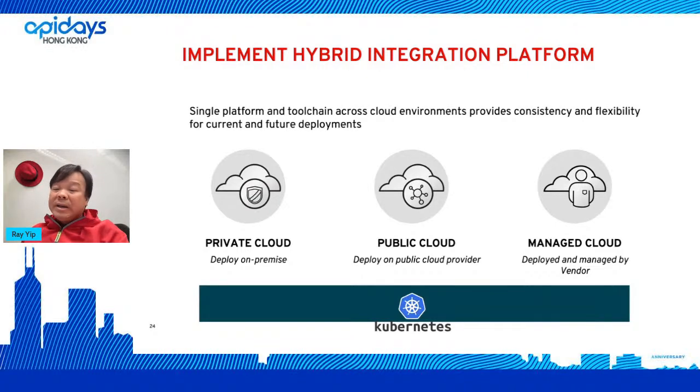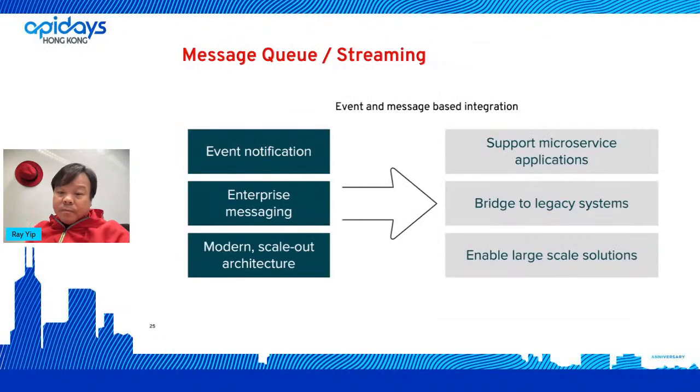Nowadays, hybrid cloud is a hot topic for our consideration. A single platform and tool chain across the cloud environment provides consistency and flexibility for current and also future deployment as well. Traditionally, message queue technology is focused on asynchronous communication. Another hot topic nowadays is streaming. For example, event-driven architecture is based on asynchronous, non-blocking communication between the event producer and the event consumer.